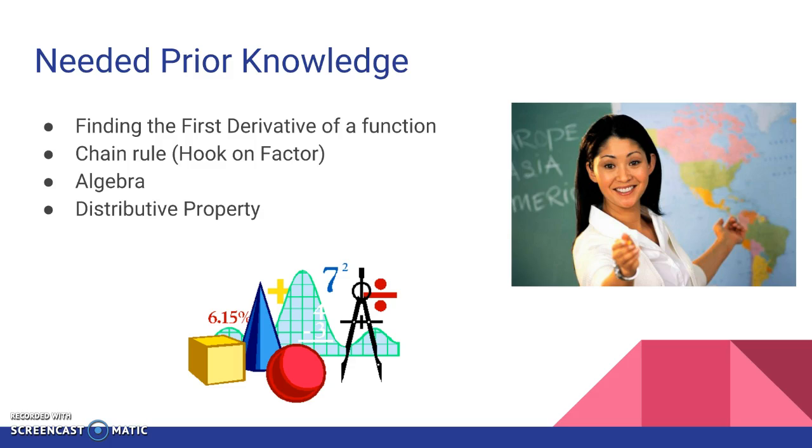So, some prior knowledge you'll need to do implicit differentiation. Well, you need to know how to find the first derivative, and possibly even the second derivative of a function. You'll need to know chain rule, and also the hook-on factor. You need to know algebra, and you need to know how to distribute.